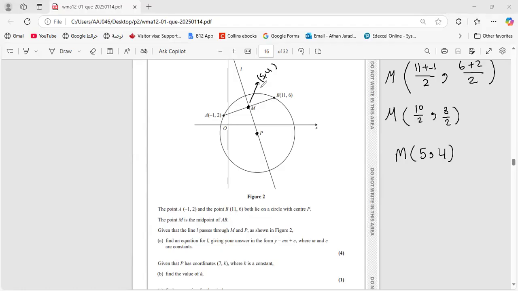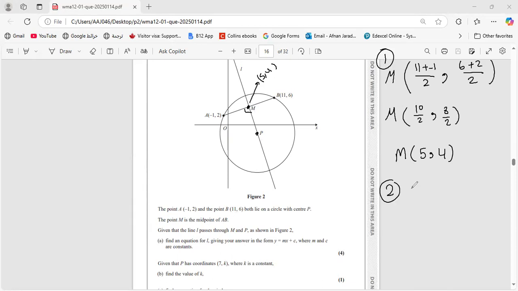I need the gradient. From where can I find the gradient of line L? This line is line L. How can I find the gradient of line L? I can find the gradient of AB and take the negative reciprocal gradient because this one is perpendicular. Why is it perpendicular? Because it's radius over chord, right? This one is the chord, this one is the radius. So radius over chord is perpendicular, so negative reciprocal gradients. So number one, find the midpoint.